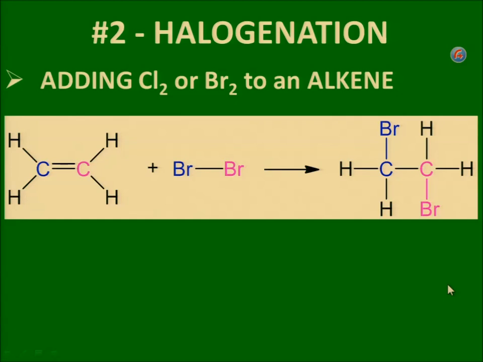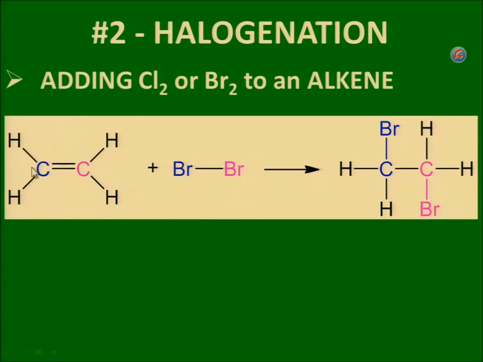The second type of addition reaction is halogenation. We are adding a halogen to an alkene. The halogen can either be chlorine or bromine. For this example, we are using bromine.